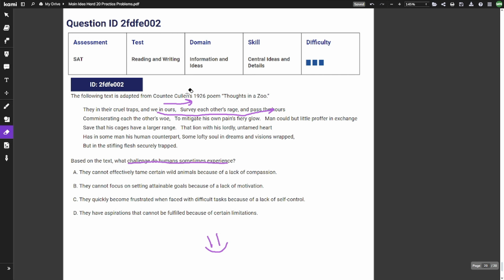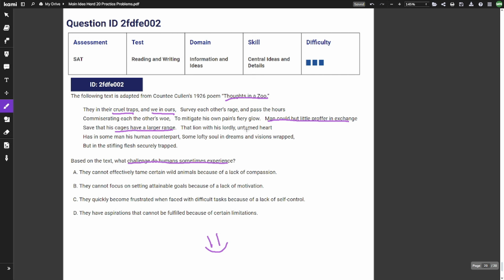So first things first, let's summarize our text. Here it's a thoughts in a zoo, right? So here what's happening is that it's comparing us to zoo animals, alright? They in their cruel traps and we in ours. So it's basically saying that they're in their own little enclosure, and then we're also, as humans, kind of locked up. And then here it keeps going on about how man has a little profit in exchange, and how our cages have a larger range, so that we're all just like animals, we have our own cages, but our cages are a little bit bigger.